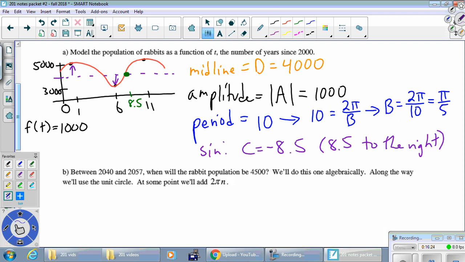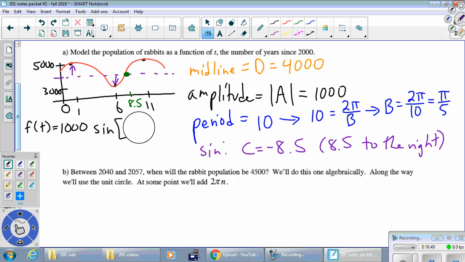But remember, we said we were picking this point, which means it looks like a normal sine curve. It's not an upside down sine curve. It's a normal sine curve, which means we just pick a positive 1,000. But if instead we wanted to pick this point in the middle, and we could call it a negative 1,000, a negative sine curve. Either way is fine. Okay, 1,000, sine of, okay, the b comes out in the front. That's a pi over 5.